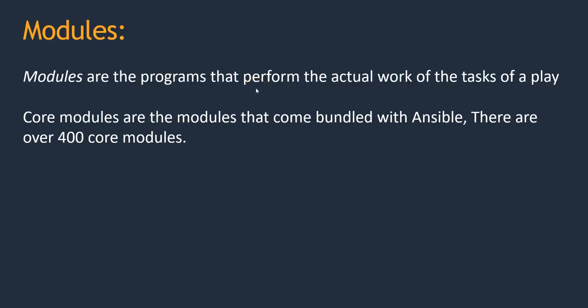Next, modules. Modules are the programs that perform the actual work of the tasks of a play. It is kind of a library. You can use modules to perform a specific task. Core modules are the modules that come built in with Ansible. There are around 400 plus core modules. Now it could be around 500. These modules we use under the task section in our playbook.